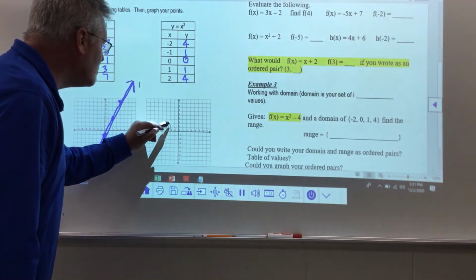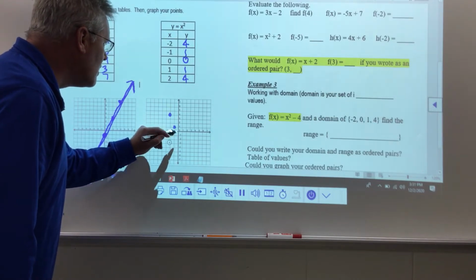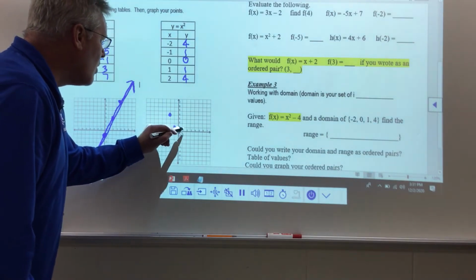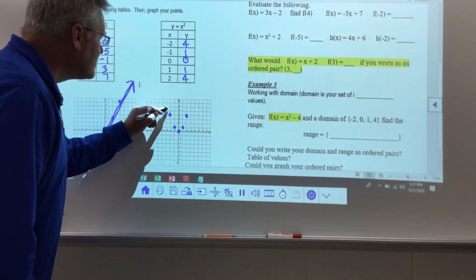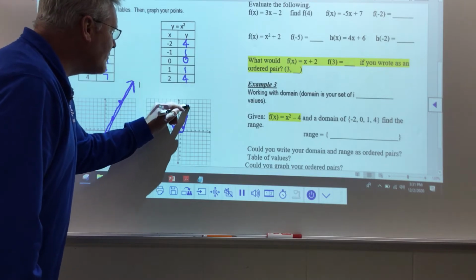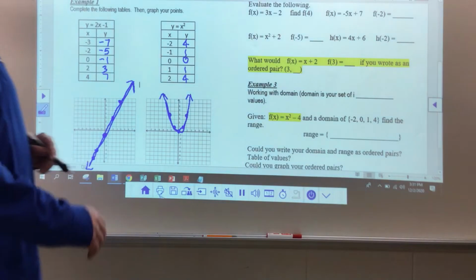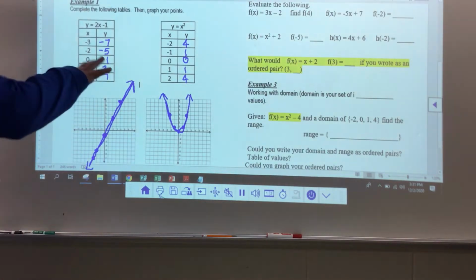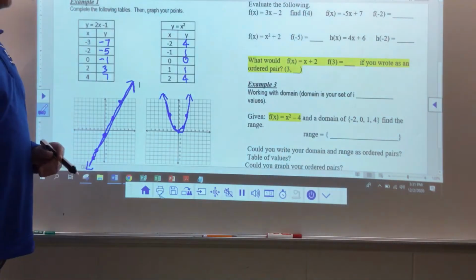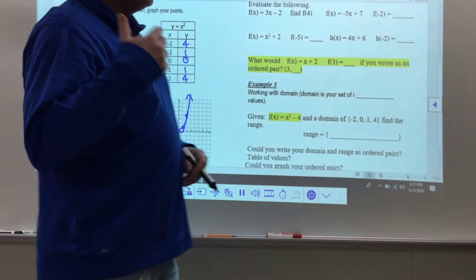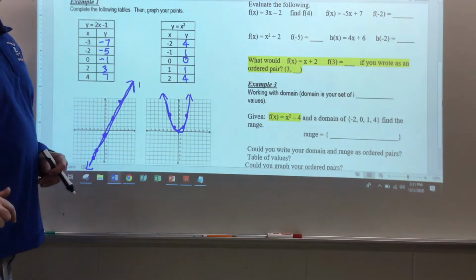We've got -2 and 4. We have -1 and 1. We have 0, 0, 1, 1, and 2, 4. So this might look familiar to you. We haven't graphed something like this in a while. That's more of a U-shaped graph. And remember what these look like. If you go to the top right-hand corner up here, I'm going to ask you in a moment, what did you notice about the second graph that's different from the first graph?